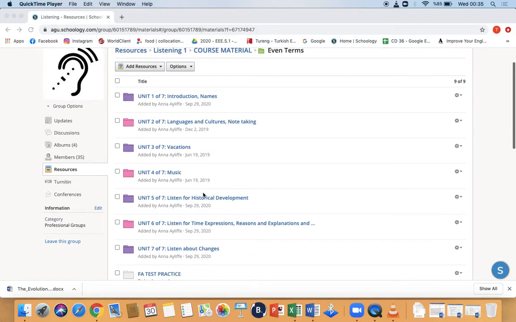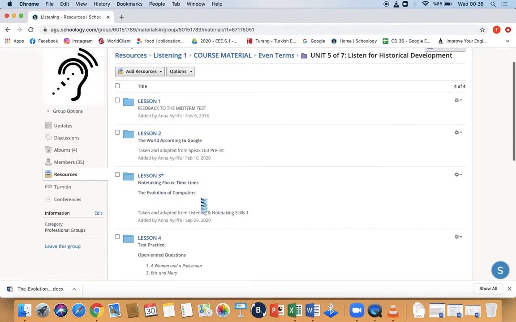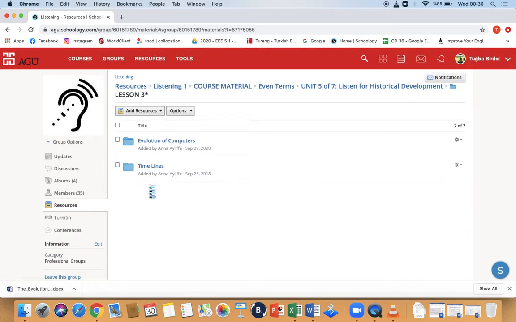Hi everyone. This time we will look at Unit 5, Listen for Historical Development. When you go into the folder, you will see 4 lessons here, and this time we will focus on Lesson 3. As you see, there are 2 folders in this lesson, Evolution of Computers and Timelines.